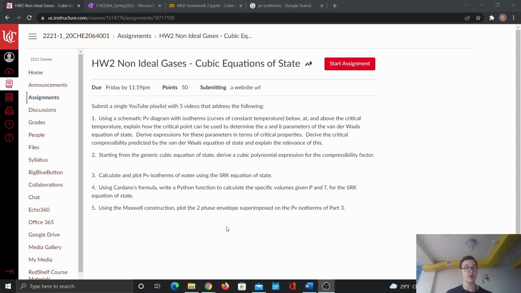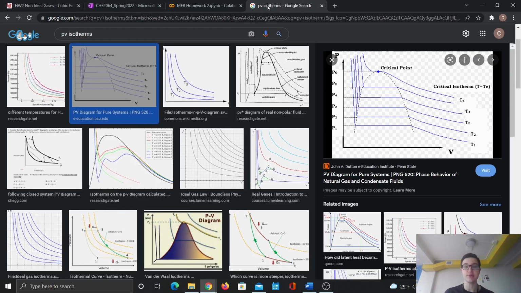This video is going over question 3, which is on the screen right here. It says, calculate and plot PV isotherms of water using the SRK equation of state. So, to do that, we're going to be creating a Colaboratory script that calculates and plots the isotherms.